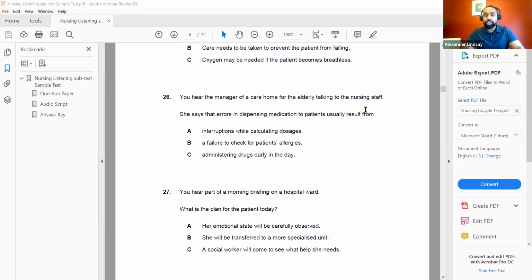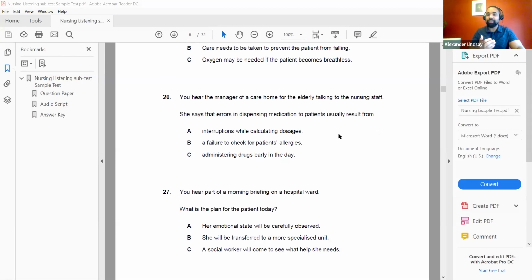The use of the verb say is quite important here, as opposed to using warn. And also we have the context. You hear the manager of a care home for the elderly talking to the nursing staff. So it seems like it's more of an information providing exchange, which is a little bit more neutral. So it's providing information rather than sort of giving a specific warning for a specific patient.